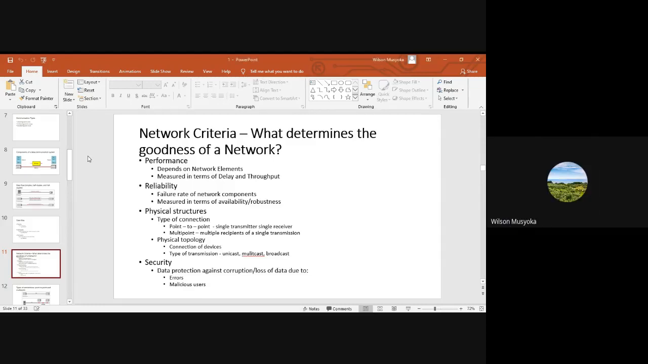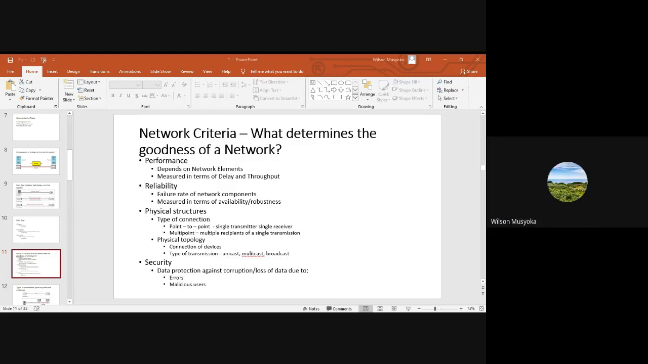Then the next performance metric is reliability. That is, what is the failure rate of these network components? If it is a router, a switch, or a hub, what is the failure rate? And this is measured in terms of availability or robustness. Is this network going to be available if there is a failure? We will soon be looking at the different types of network. We normally talk of topology. We say if the link breaks, then the whole network is down.